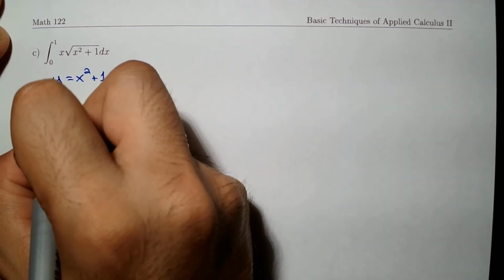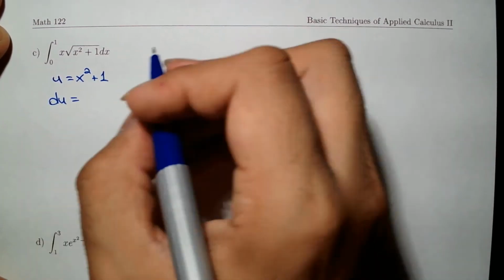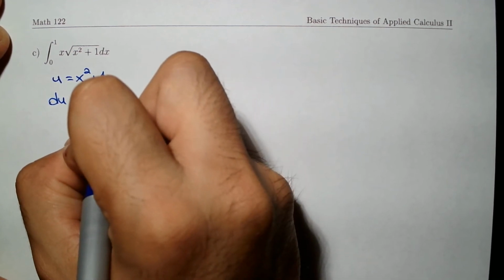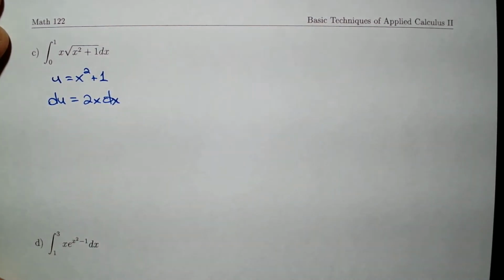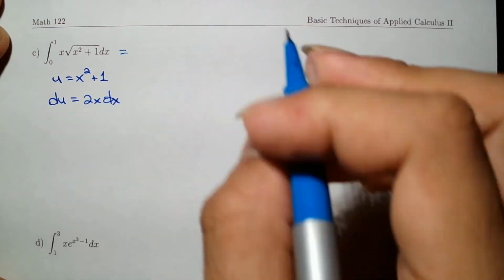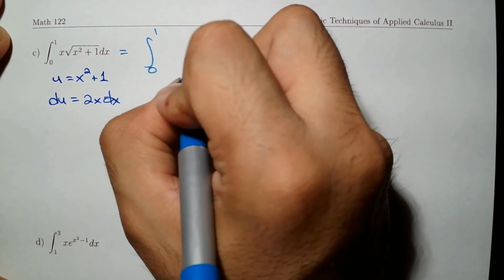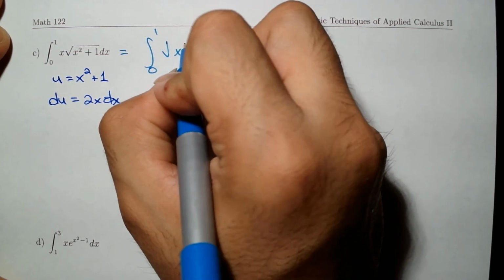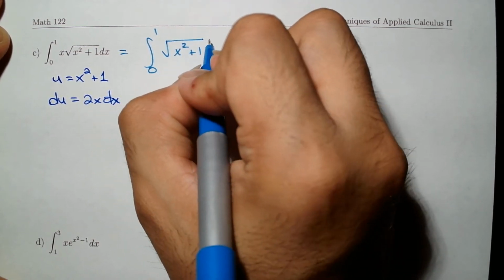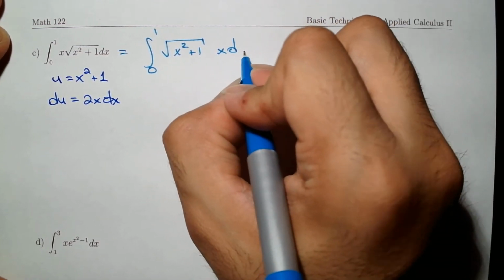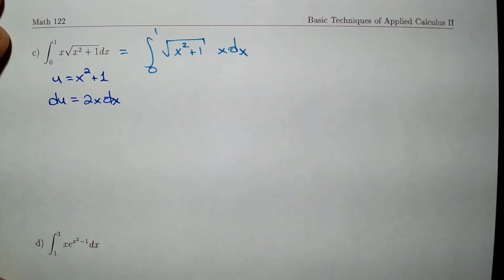So the differential du equals 2x dx. So I'm going to rewrite this integral slightly, okay? From 0 to 1, square root of x squared plus 1 times x dx. And notice the little space I left here for those correction factors.